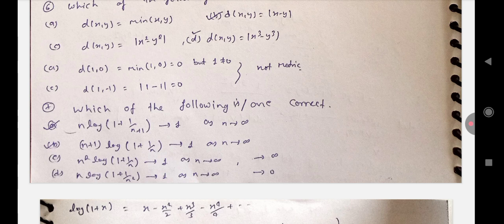You can easily verify that d(x,y) is equal to 0 if and only if x equals y, and d(x,y) equals d(y,x), and the third is the triangle inequality. What do we mean by triangle inequality? Triangle inequality means d(x,y) is less than or equal to d(x,z) plus d(z,y). There will be one point z like this.